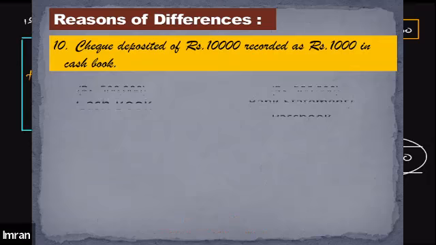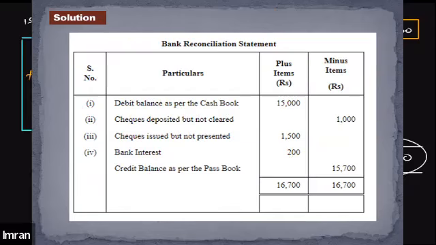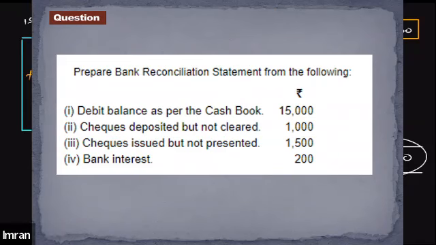So for that purpose, I'll take an example. Let's start with this particular question. The question says, prepare bank reconciliation statement from the following. Four transactions are there in the question, and considering all of these, we need to prepare the bank reconciliation statement. So I want all of you to first take the screenshot of this question, and then I'll show you how we actually prepare the bank reconciliation statement.